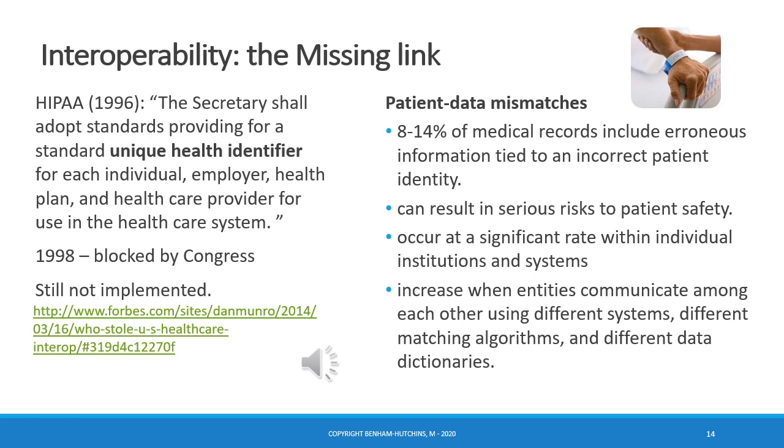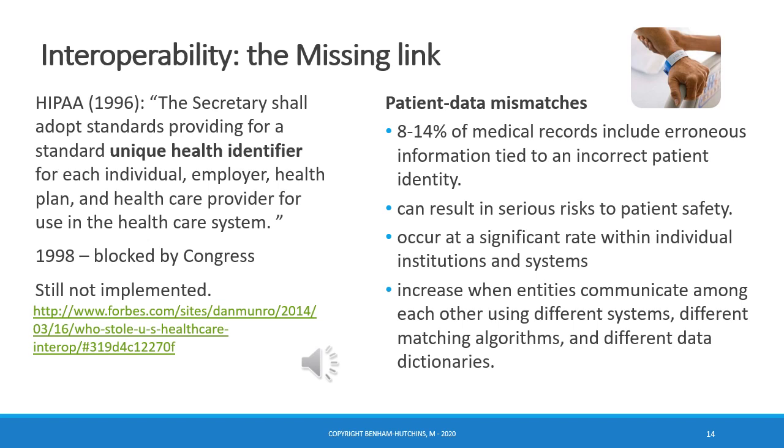Hospitals use a variety of ways to pull together patient information. They may have their own internal patient identification record, but that's not as helpful in correctly matching patients if it's outside of that particular facility or over time. 8 to 14% of medical records include errors that have to do with incorrect patient identification. This can have a lot of serious risks.